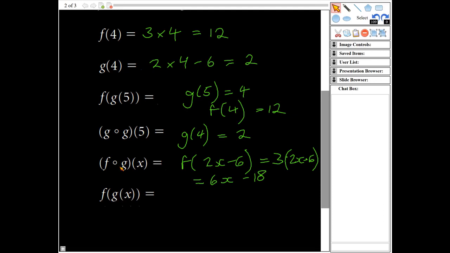This would be exactly the same, it's just written in a different notation. So this is similar to this notation. So this one was first do g on 5 and then do f on the answer. This is first do g on x, then do f on the answer. So it would be exactly the same as the one up here. And my answer would end up being exactly the same. So this would also be 6x minus 18.